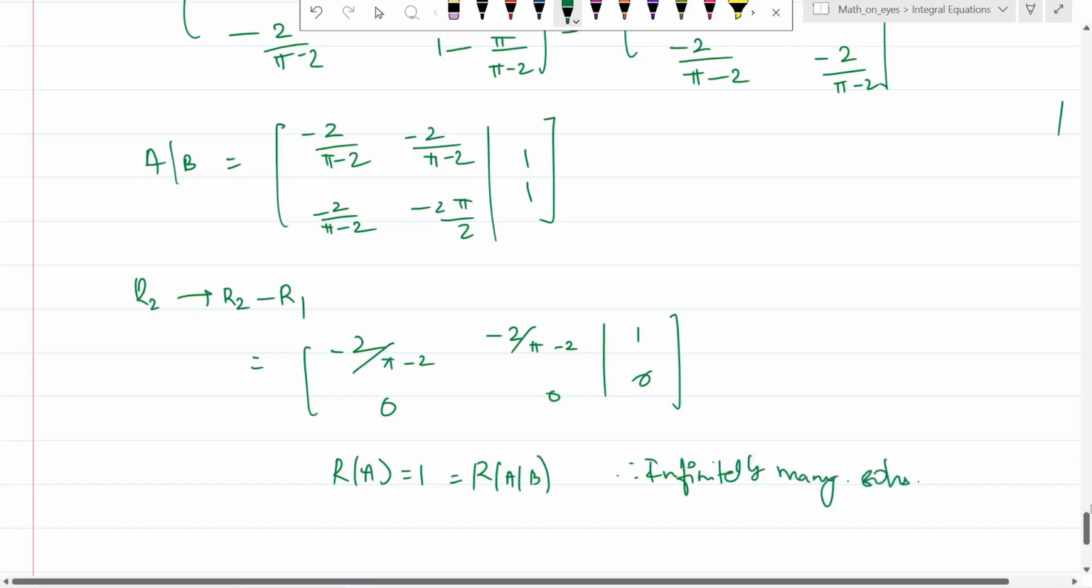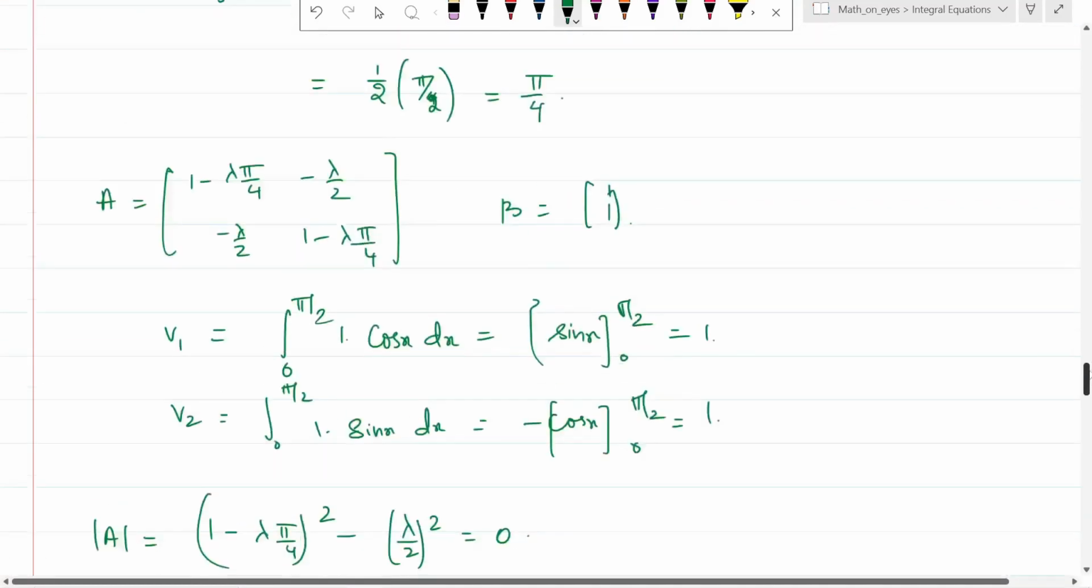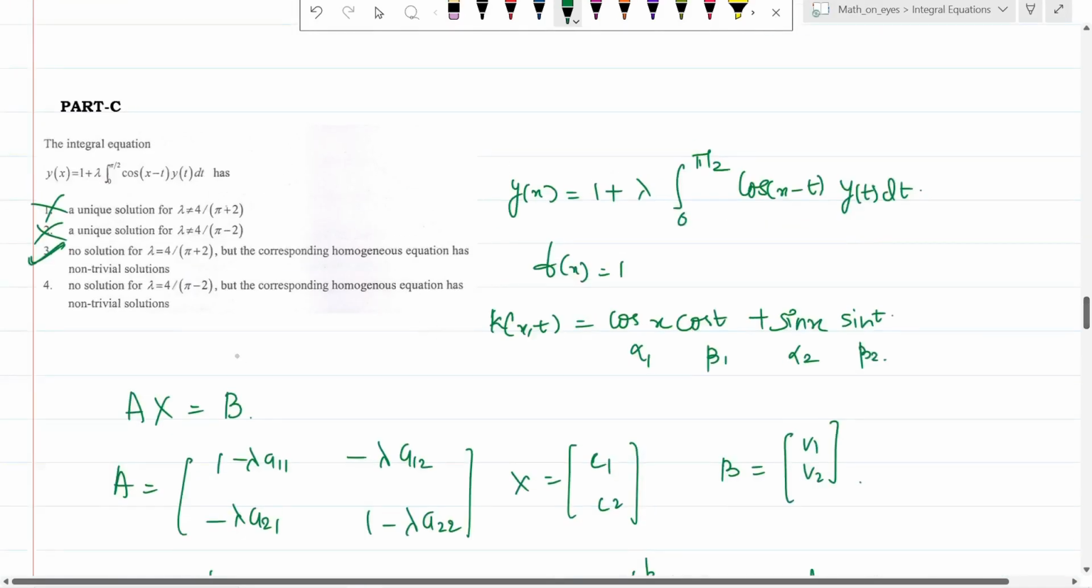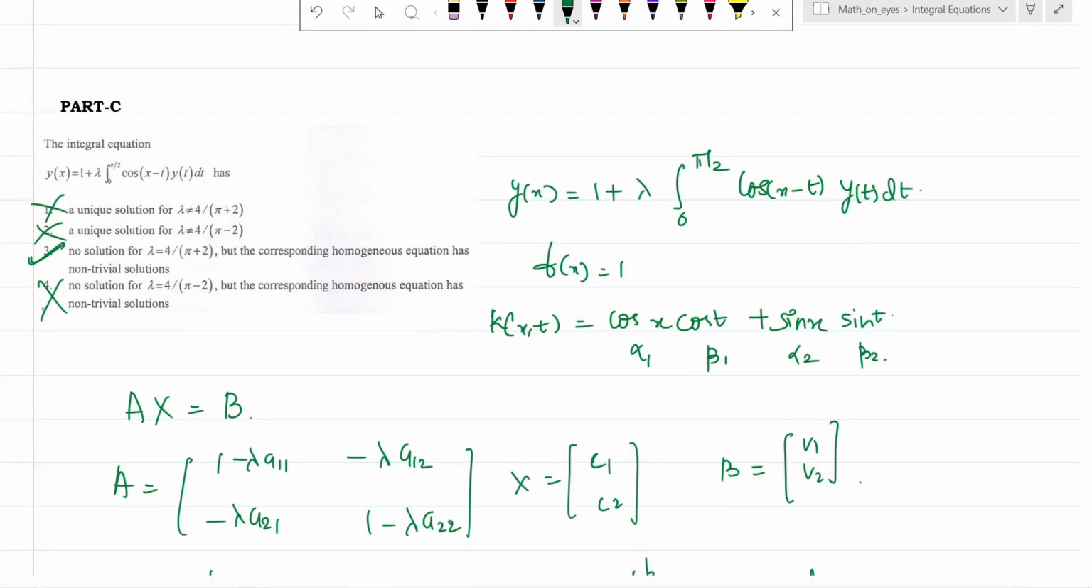But in the option it is given that no solution for lambda is equal to 4 divided by pi minus 2. So option 4 is wrong. That's it. Thank you.